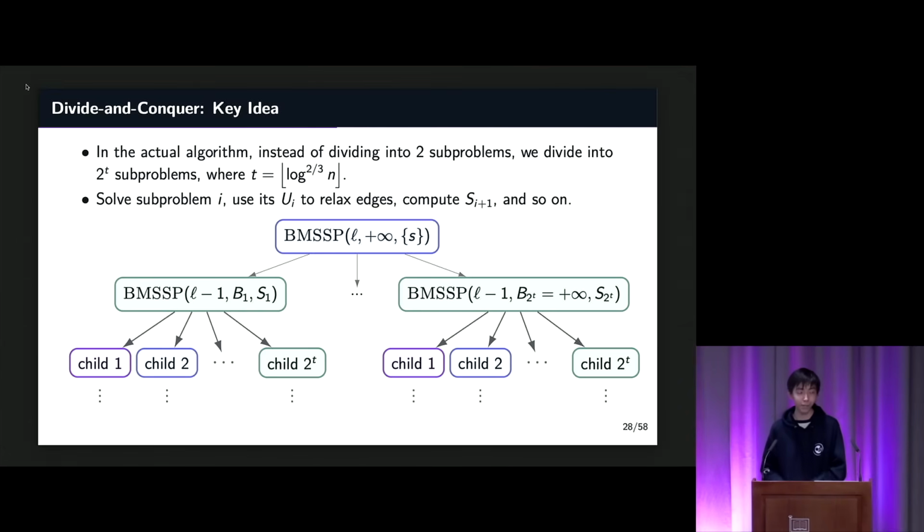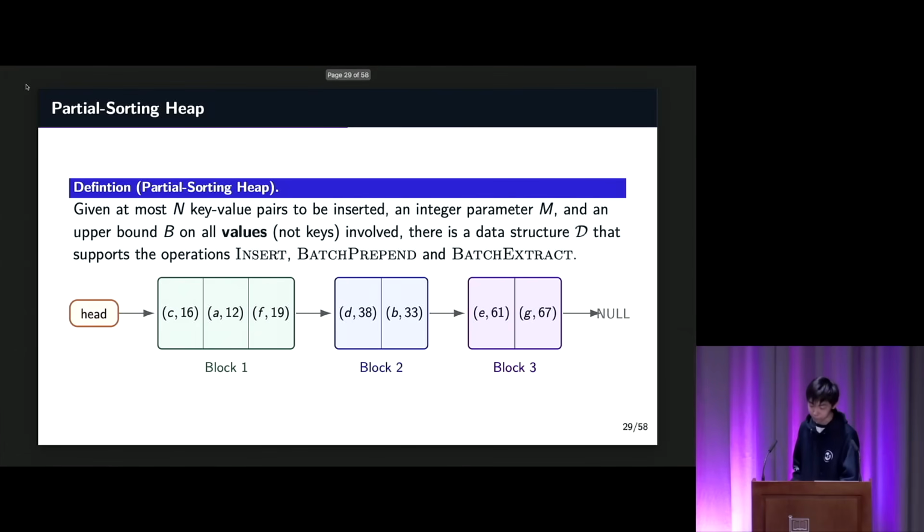Well, it is perhaps no surprise that we need some help of data structures, which brings me to the partial sorting heap, our next building block. This is a sort of new data structure that supports partial sorting. We kind of want to maintain the general order between values, but not so strictly. More formally speaking, we're given at most n key-value pairs to be inserted, an integer parameter M, and an upper bound B on all values that are involved. And we have a data structure here that supports the operations insert, batch prepend, and batch extract. We'll see very shortly what they mean.